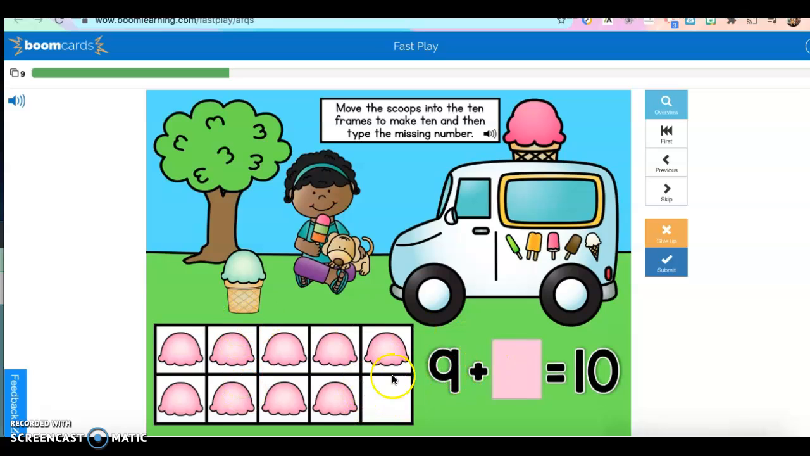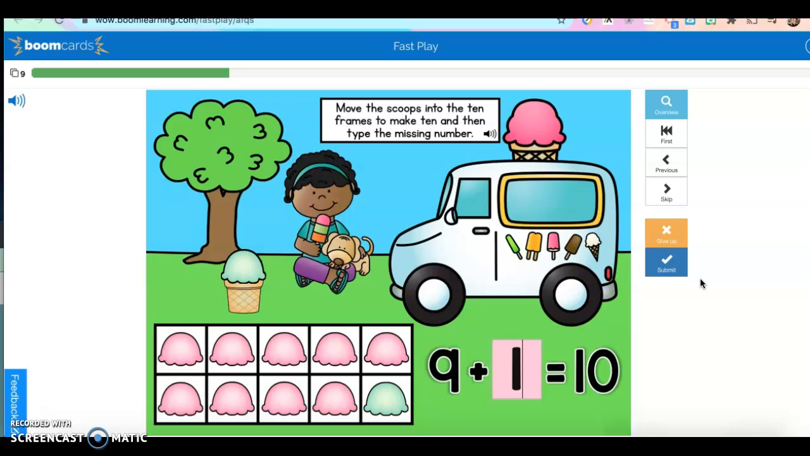How many more do we need to make 10? Just drag it. How many more did you need to make 10? You only needed 1. So we're going to type 1. And now let's read the problem. 9 plus 1 equals 10. Very, very good. So that is what we are going to do today.